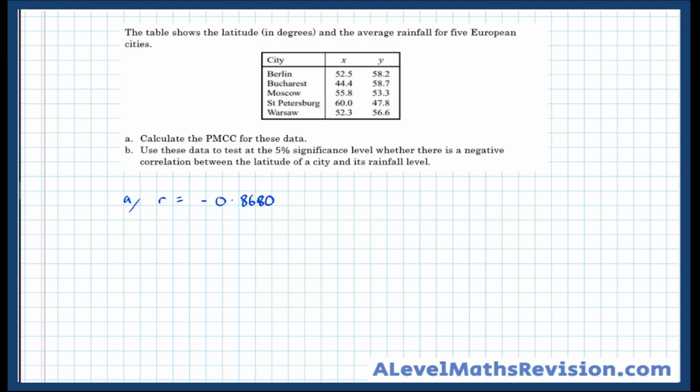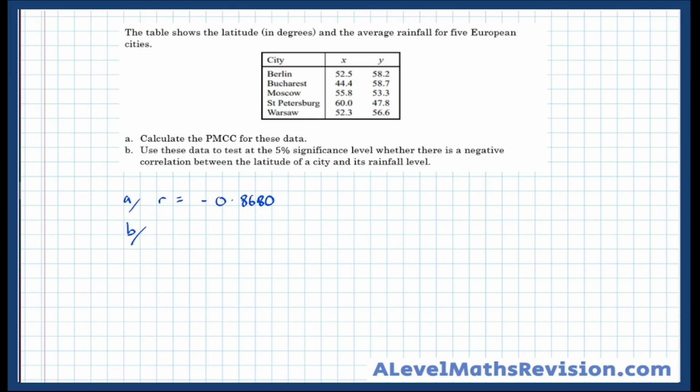That's part A done, and that's relatively straightforward. I know a few of the exam boards don't require you to be able to calculate R from a set of data, but you've seen yourself it's such a trivial thing to do that you've learned something by doing it anyway. So part B: use these data to test at the 5% significance level whether there is a negative correlation between the latitude of a city and its rainfall level.